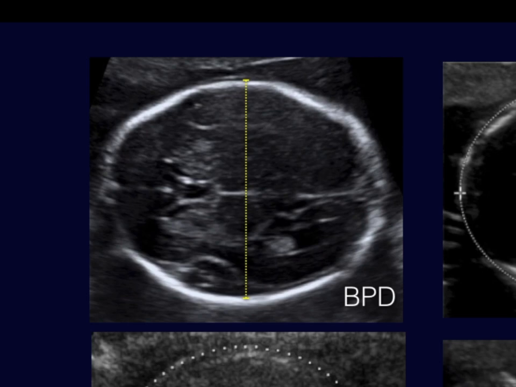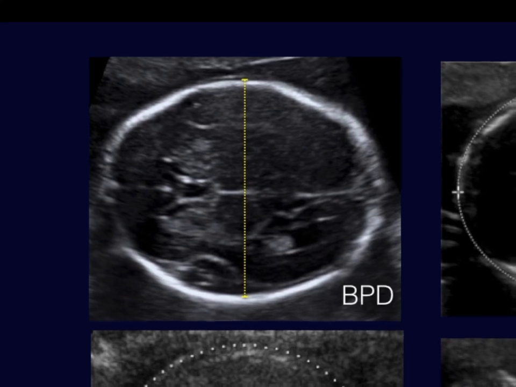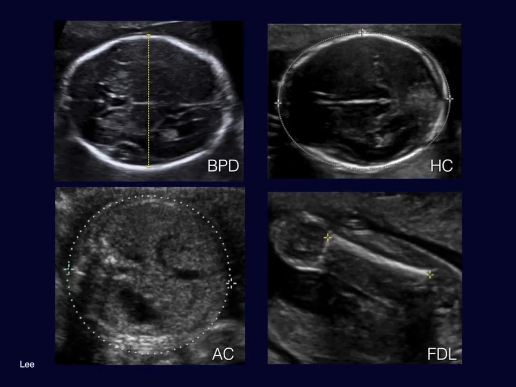The proximal caliper should be placed on the outside edge of bone at the widest diameter of the calvarium. The distal caliper should be positioned on the inside edge of the bony skull. You should be aware that other countries may measure the BPD differently using an outer-to-outer edge method.